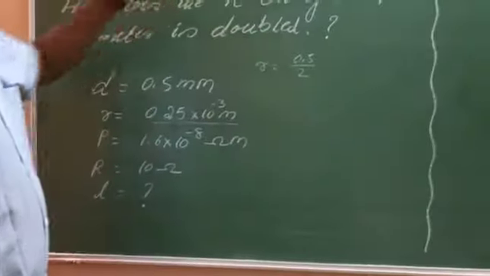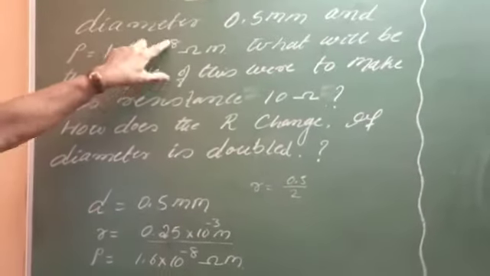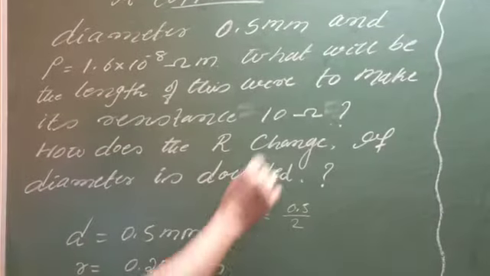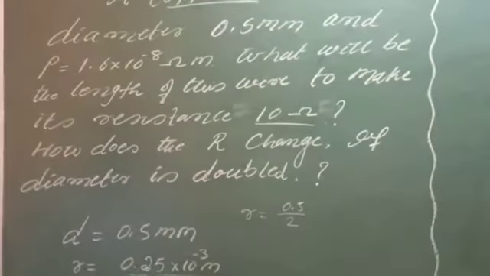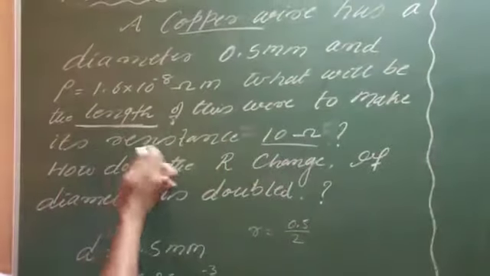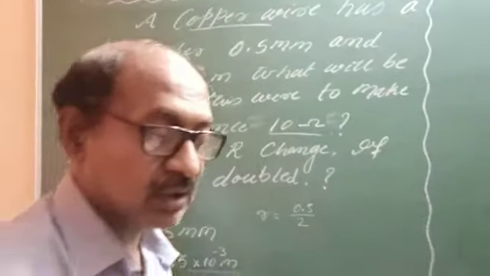And rho is nothing but resistivity, which is given. Resistivity is 1.6 into 10 to the power of minus 8 ohm meter. And resistance is given as 10 ohm. So what he is asking is the length of this wire, which makes its resistance equal to 10 ohm. You already know that, okay.